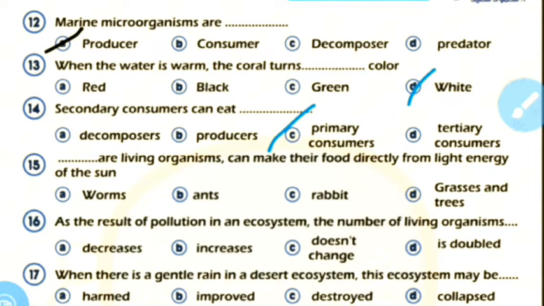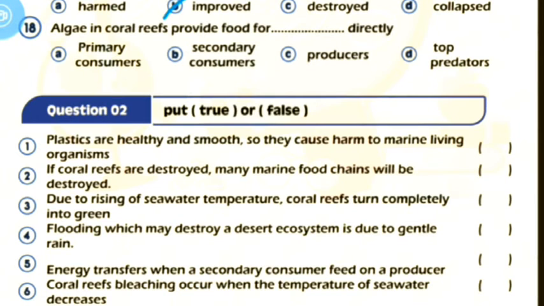Our living organism can make their food directly from the light energy of the sun. Who makes its food directly from the sun? The grass and tree. As the result of pollution in an ecosystem, the number of living organisms, what will happen to it? Decrease, or increase, or not change? Decrease. When there is a gentle rain in a desert ecosystem, this ecosystem may be, what will happen to it? Improved. Algae in coral reefs provide food for, not directly, primary consumer.